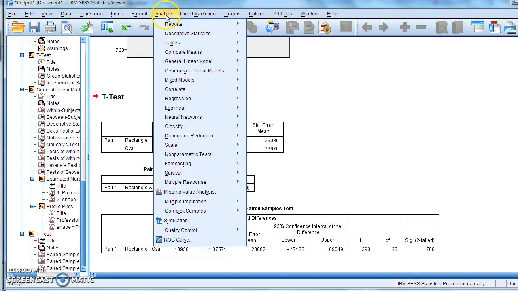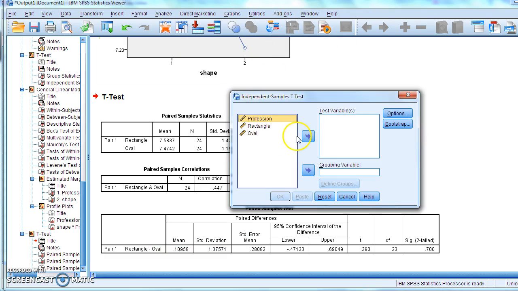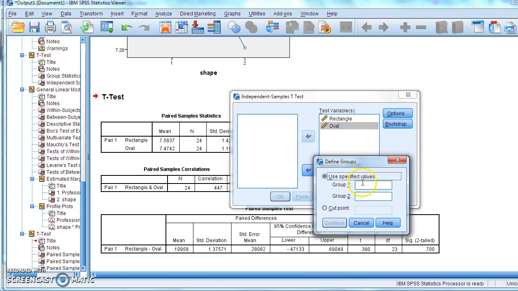And if we want to compare the two professions, then we need to do an independent samples t-test. We've only got one between subjects variable here, so we don't need to split the file. You only need to split the file when you have more than one between subjects variable. Okay, so we put rectangle and oval in as the test variables, and profession as the grouping variable. Now this has been set as 0 and 1 rather than 1 and 2, so we need to remember that. Put those in there.